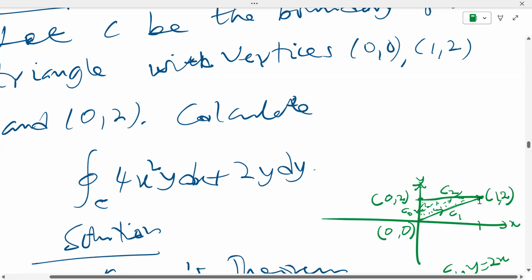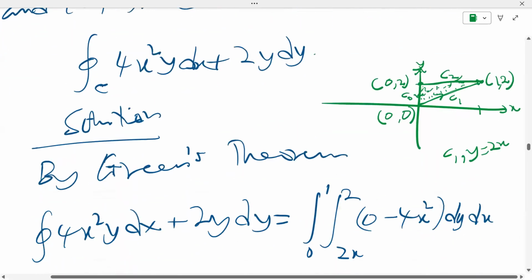So C1, C2, and then C0. Basically that is how the sketch goes. So you can look at the sketch very well. Great. So we are now going to use Green's theorem.